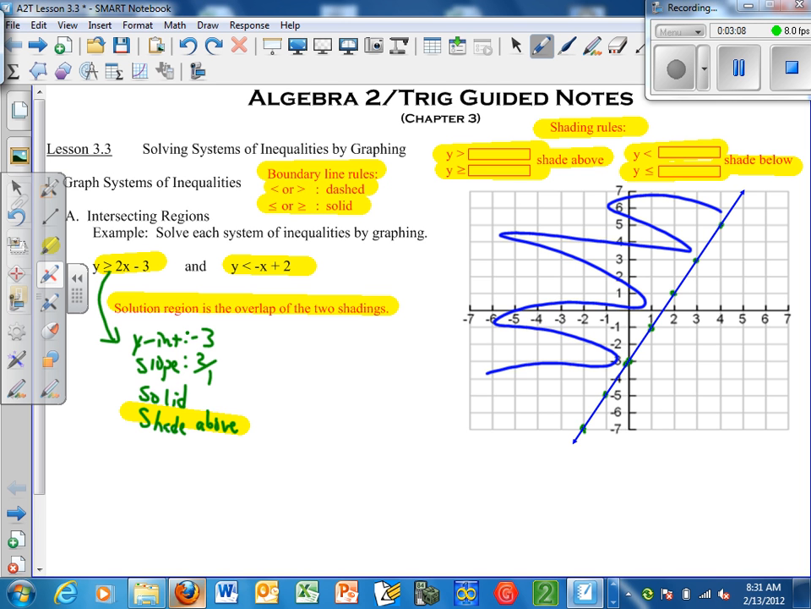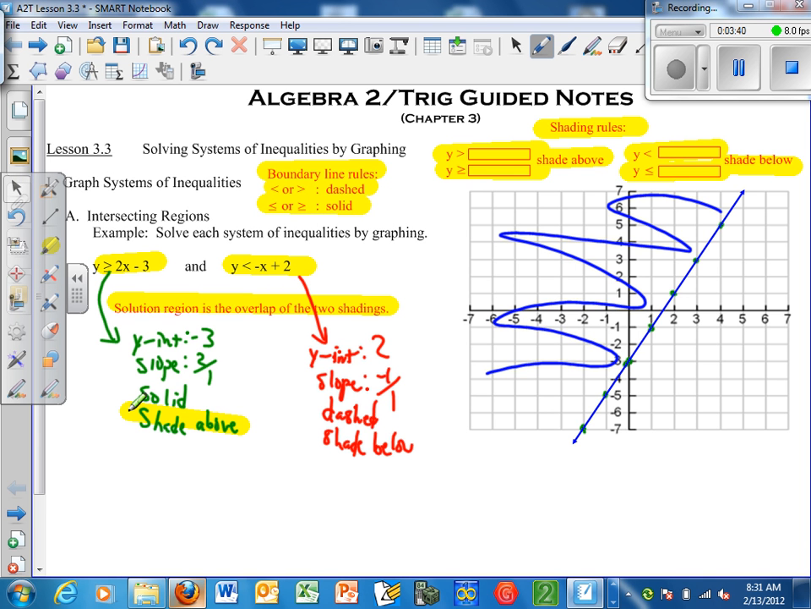Let's write down some information about this second one. The y-intercept is 2. The slope is -1 over 1. It's -1 here in front of x, but it's -1 over 1, which means down 1, right 1 from your y-intercept. It is a dashed boundary line, and we're going to shade below because it's away from y towards the side with x. We're going to shade below.